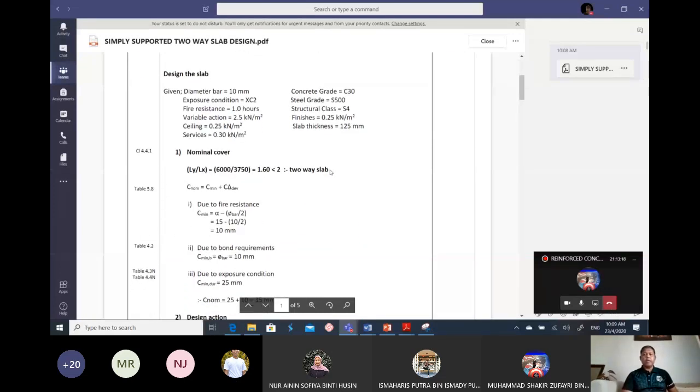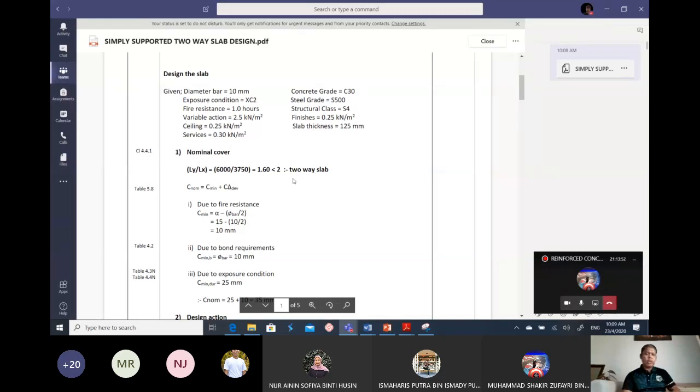In our beam design, we already learned how to transfer the load. For the slab design, we will not transfer the load to the slab, because all the load starts from the slab. So the first one, this is the information given. You have to determine whether the slab is one-way or two-way by calculating the ratio Ly over Lx. Here Ly over Lx is 1.6, which is less than 2, therefore the slab is a two-way slab.